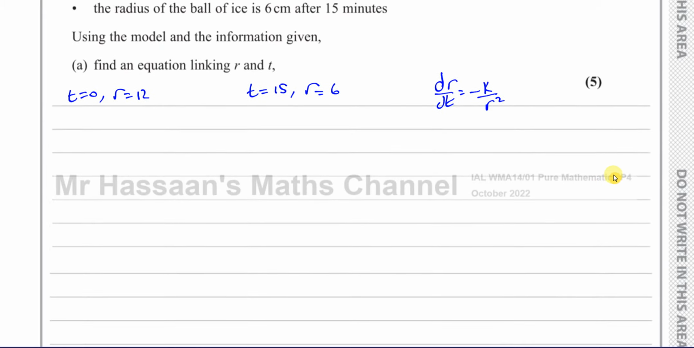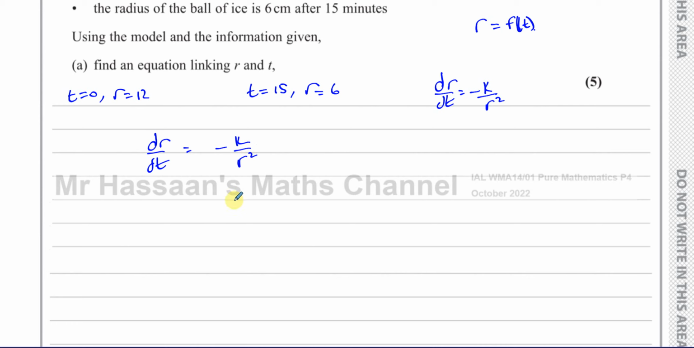It says using the model and the information given, find an equation linking r and t. So I've got to end up with r equals some function of t, something of that sort. I've got to basically solve this differential equation. I've got to get rid of the dr/dt and write it in terms of r, and have t in there. So we have to solve the differential equation dr/dt equals minus k over r squared.